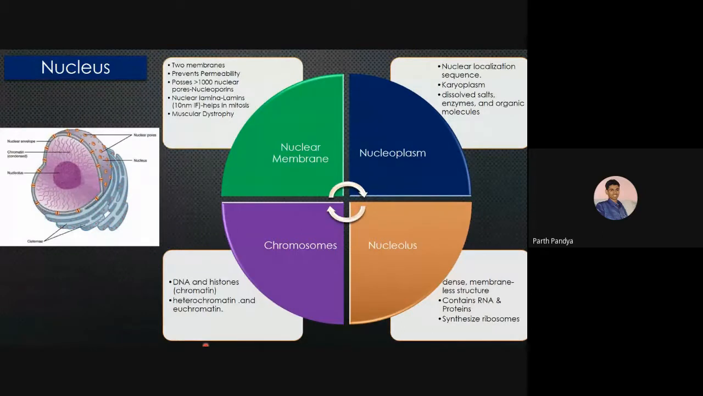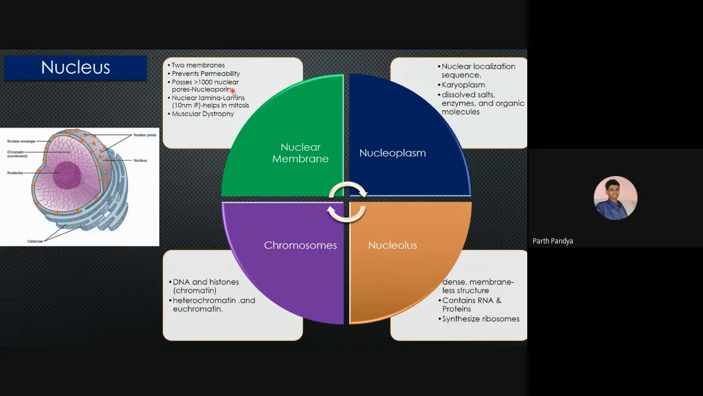So coming to the next organelle, that is the nucleus. We know the nucleus is one of the major organelles found in the cell, as the genetic material is found in the nucleus. Apart from the genetic material, it has other components also. For example, it has the nuclear membrane. Just as the cell has a plasma membrane, this nucleus also has its own membrane. So it's a membrane-bound organelle again. So 2 membranes are present.